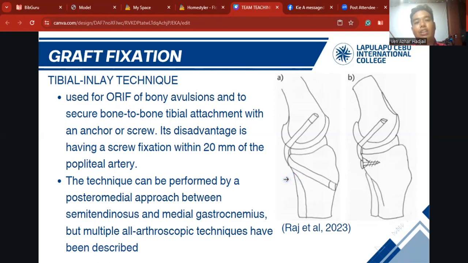That's all about PCL injury, and the rest I have given in your handouts. That's all. Thank you.